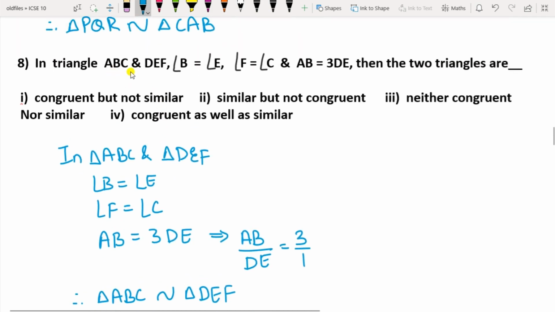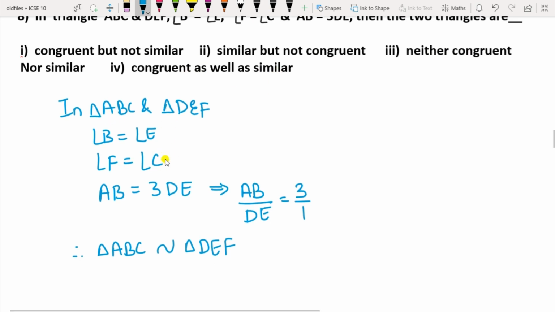In triangles ABC and DEF, angle B equals angle E, angle F equals angle C, and AB equals 3 times DE. So we have to show whether these two triangles are congruent but not similar, similar but not congruent, neither congruent nor similar, or congruent as well as similar. So consider these two triangles.